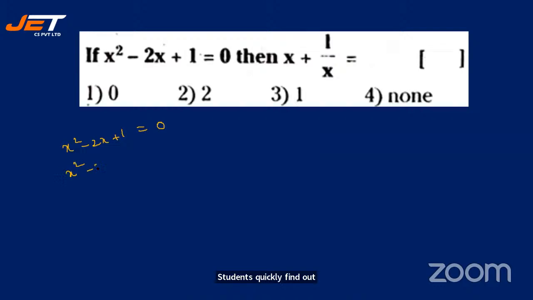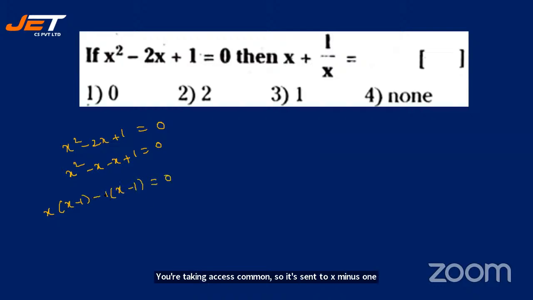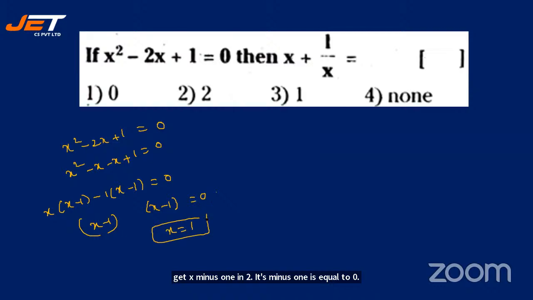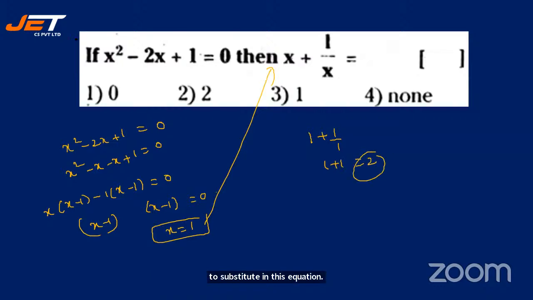Factorize it, you will get x squared minus x minus x plus 1 is equal to 0. You are taking x as common, so x into x minus 1, minus 1 into x minus 1. All right. So minus into minus is plus 1. So you get x minus 1 into x minus 1 is equal to 0. So then what is x? x is nothing but 1. So this you need to substitute in this equation. That is 1 plus 1 by 1. That is 1 plus 1 is 2. So your answer must be option 2.